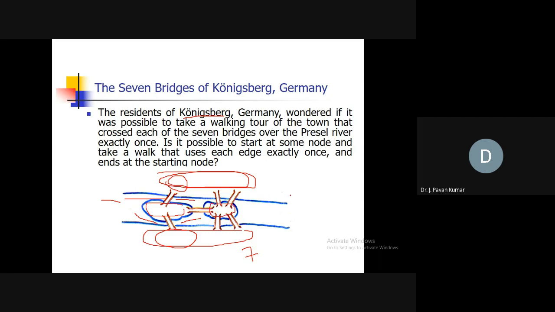Can we model this as a graph? Yes or no? How many vertices can we consider? This will be one vertex, right? This will be another vertex, this will be another vertex. 3, 4. Yes or no? 4. Yeah, like that we can consider vertices and edges.